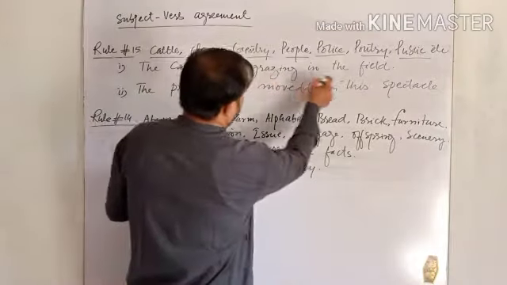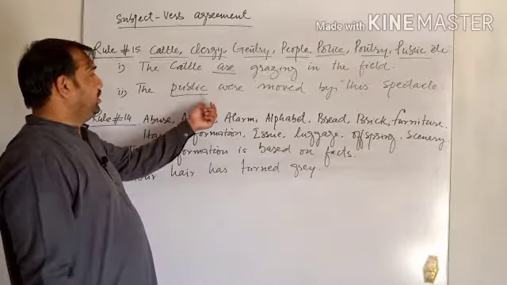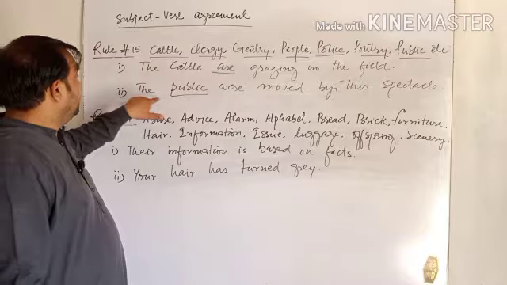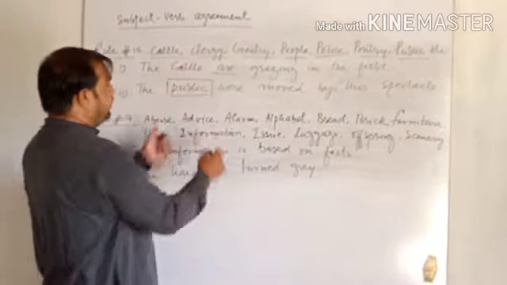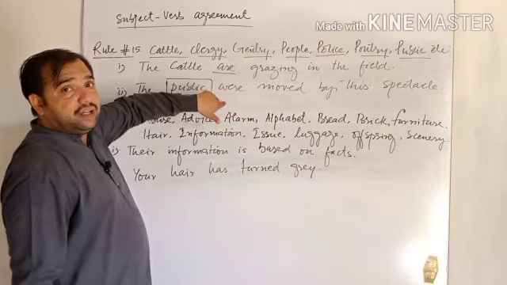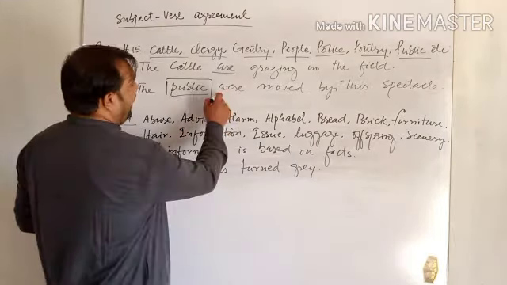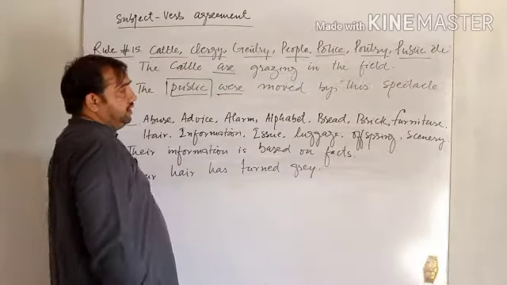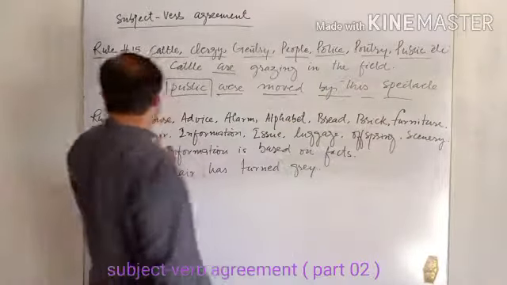Here the cattle are grazing in the field, the public. We should not say publics to make its plural. We should not say that the publics were moved, but here simply we have to say the public. Here public is used always in a plural form, and only a plural verb is permitted to use with it. The public were moved by this spectacle.